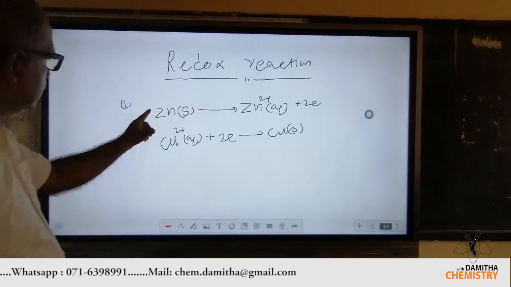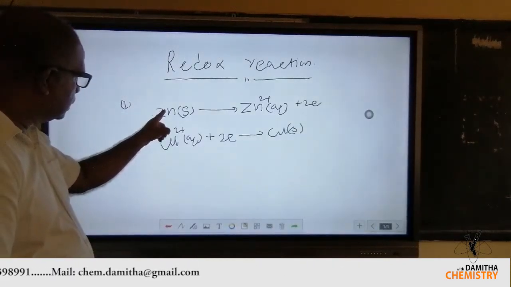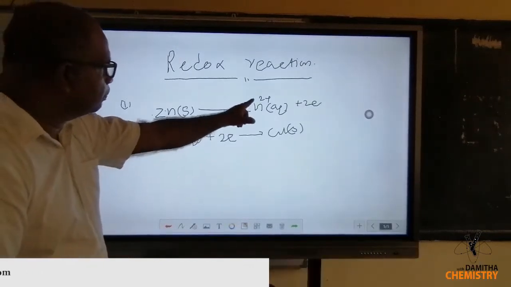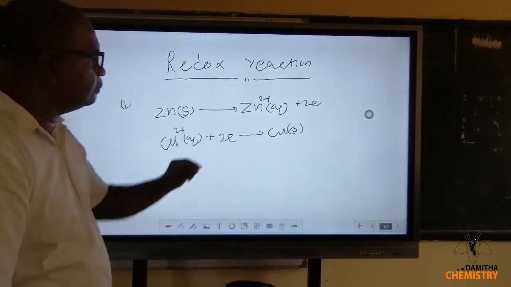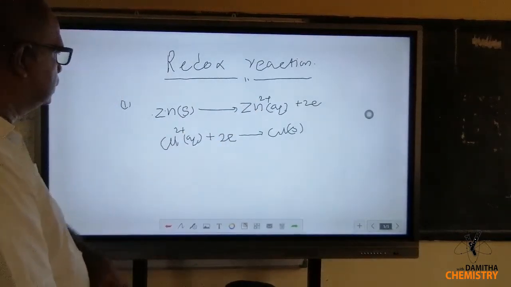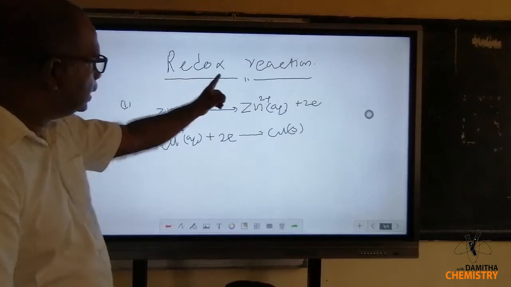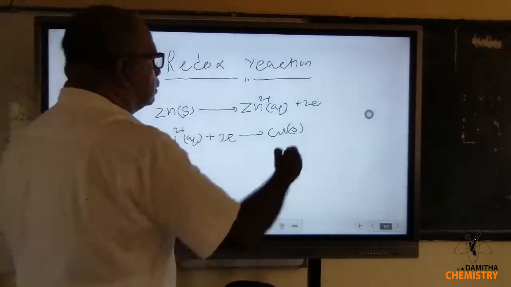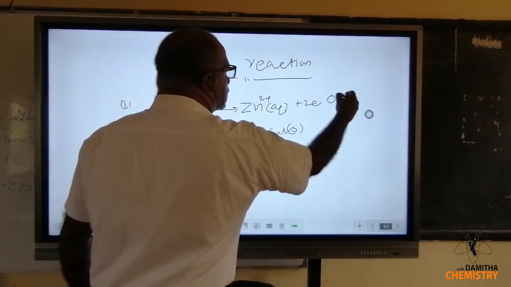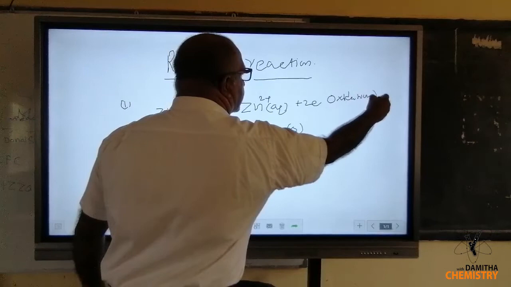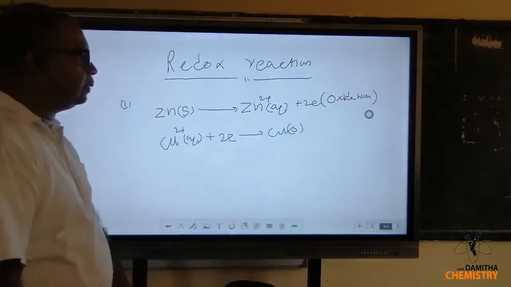Why? Zinc has 0 oxidation number. Zn2+ ion has a plus 2 oxidation number. Then the oxidation number increases. It is called an oxidation reaction.